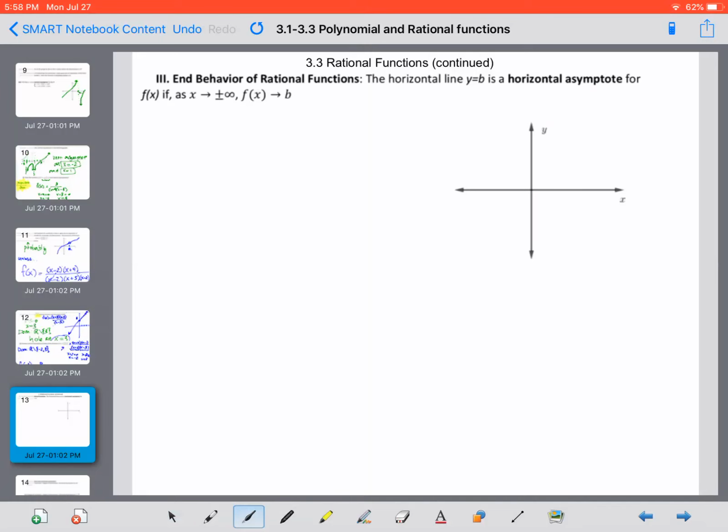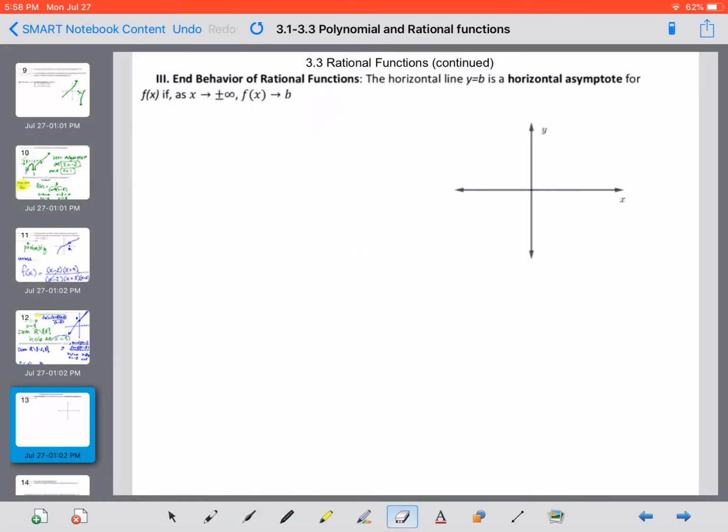Now remember, we had said that for a polynomial function, the end behavior always heads off towards positive or negative infinity, right? So it could look something like this, or maybe towards positive infinity or negative infinity. Not both, but some combination of two of these. And that's going to be true for rational functions as well. Your function could head off towards positive or negative infinity as x approaches positive or negative infinity. But with rational functions, we also have the possibility for a horizontal asymptote.